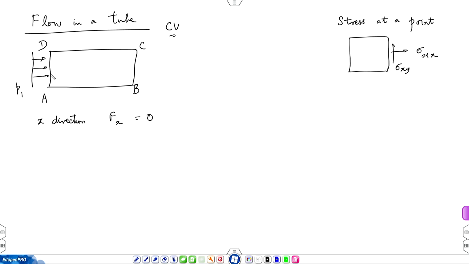So, we now look at forces acting on the control volume as a distribution whose resultant is capital F, is 0. Okay.